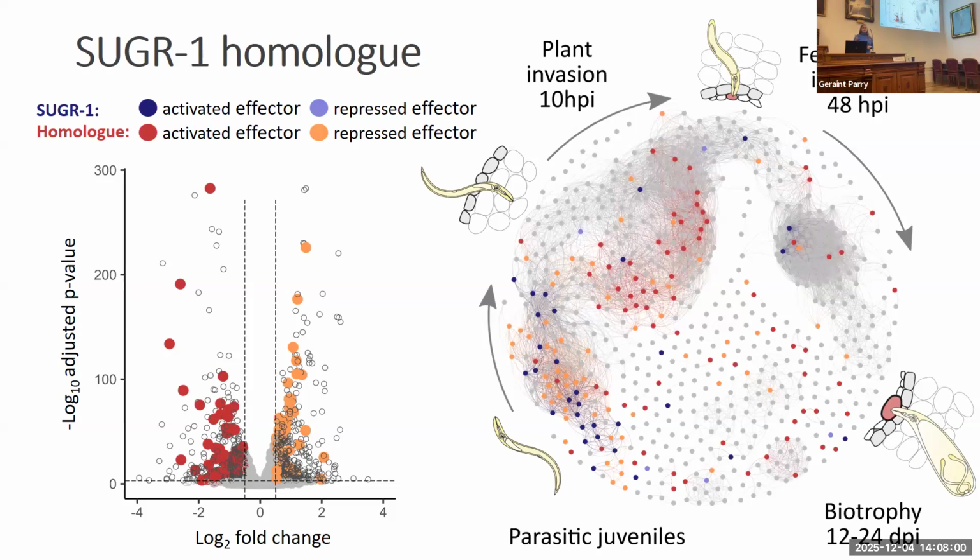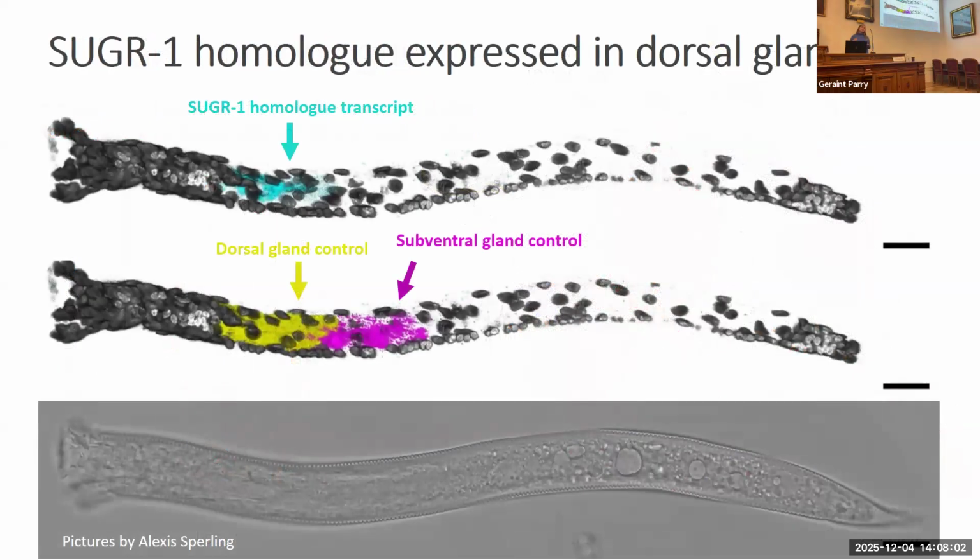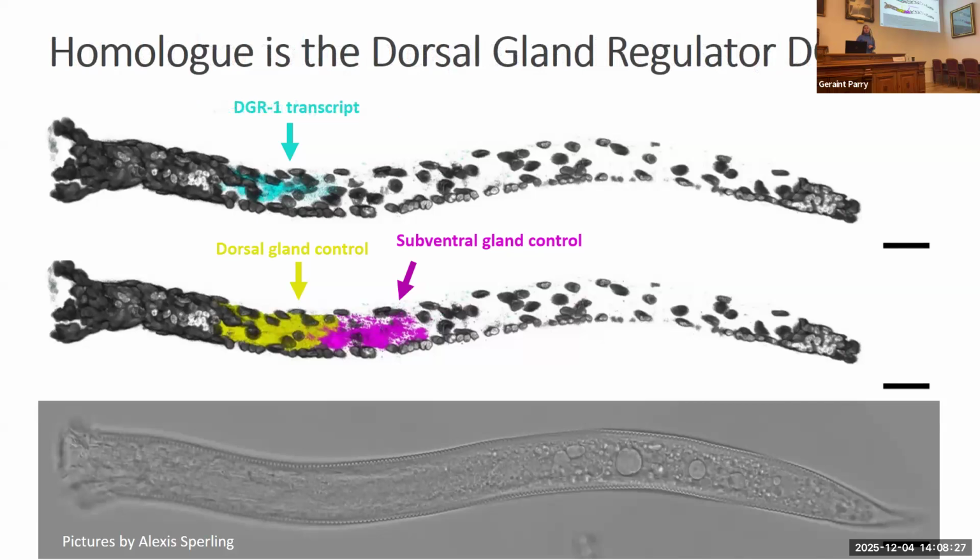For that, we investigated again spatial expression with the same method as we saw before. And you have again in the upper panel now the transcript, this time of the homolog and not of sugar. And below that, again, our dorsal gland control in yellow and our subventral gland control in magenta. And if you compare them, we notice indeed the homolog of sugar nicely matches now our dorsal gland control. So it's specifically expressed in the dorsal gland cell. And that's why this sugar homolog is from now on called the dorsal gland regulator, short DGR1.